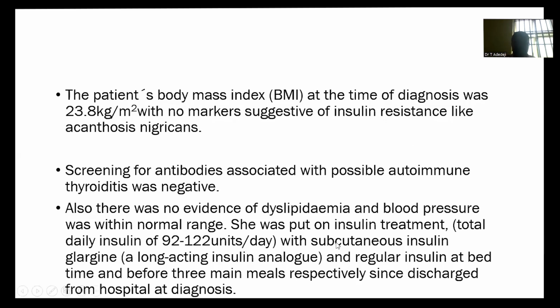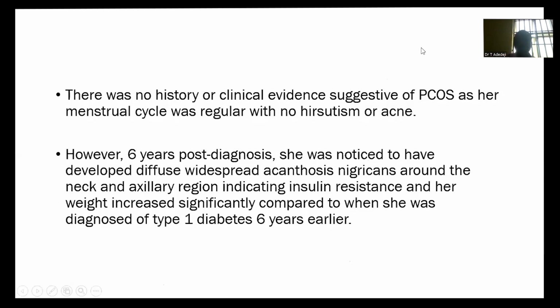Also, there was no evidence of dyslipidemia and blood pressure was within normal range. She was put on insulin treatment, total daily dose of 92 to 122 units per day with subcutaneous insulin, a long-acting analog at bedtime and regular insulin before 3 meals, respectively, since she was discharged from the hospital. There was no history or clinical evidence that would suggest polycystic ovarian syndrome, as her menstrual cycle was regular with no hirsutism or acne.